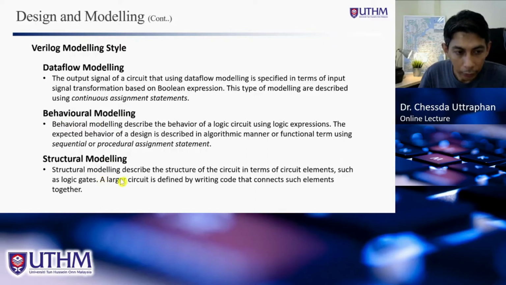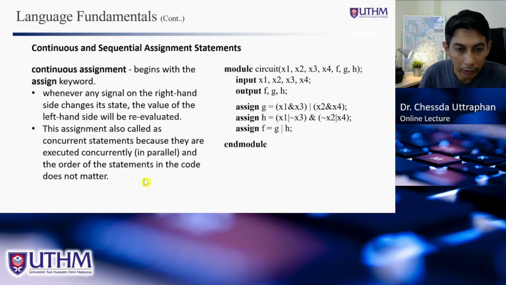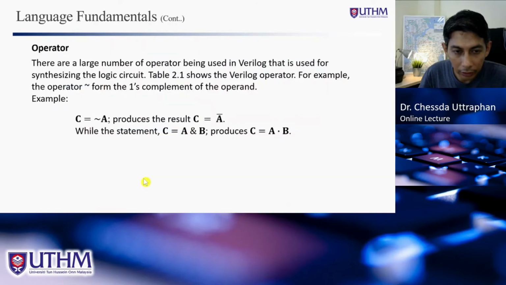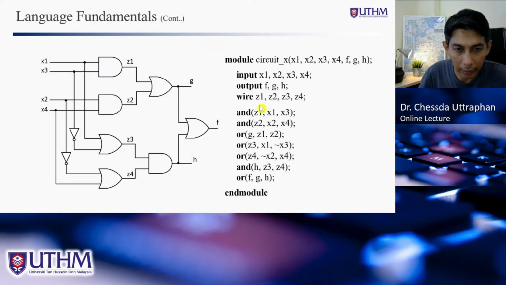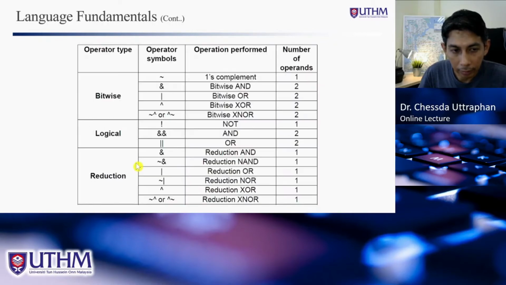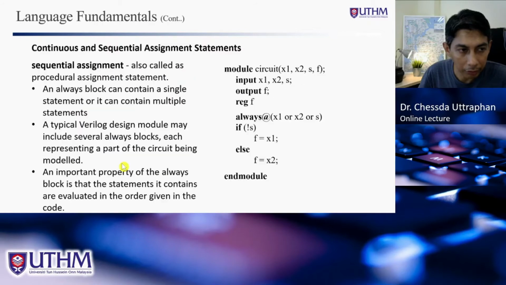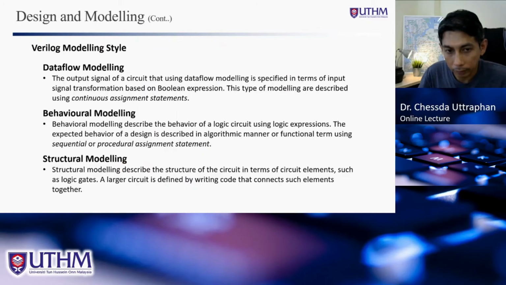And the last one: if you describe the structure of the circuit in terms of circuit elements such as logic gates, or a larger circuit is defined by writing code that connects such elements together, that is called structural modeling. For example, when we design using logic gates like this, and we describe the connection. Z1 is here, X1 is here, X3 is here, and this one is Z2, like this. Gate instantiation is actually structural modeling. So there will be three modeling styles in Verilog.